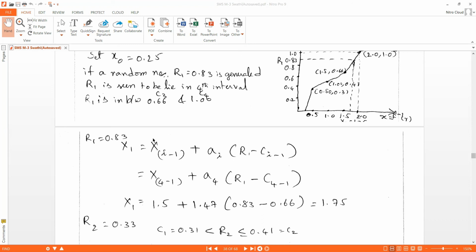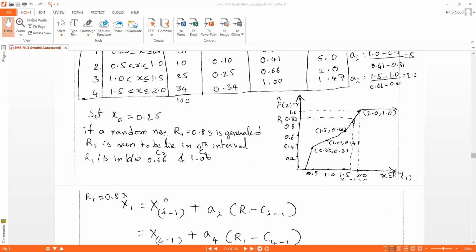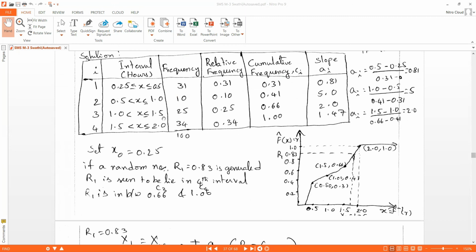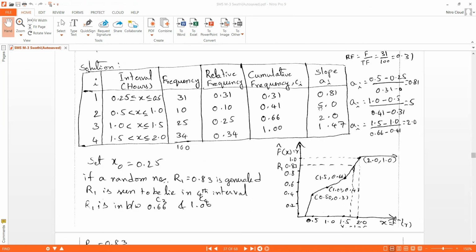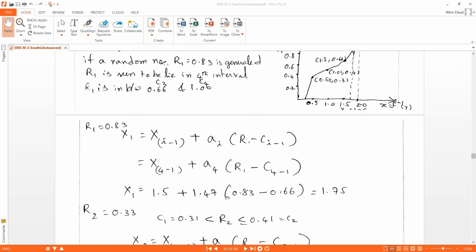I value is 4, so c(4 minus 1) is C3. This is R1, A4, and this is X3. So now we'll substitute the X3 value. What is the X3 value? X3 value is 1.5. So we substitute 1.5 plus the A4 value, that is slope 4. A4 we have computed, we got 1.47. We will substitute 1.47 here.